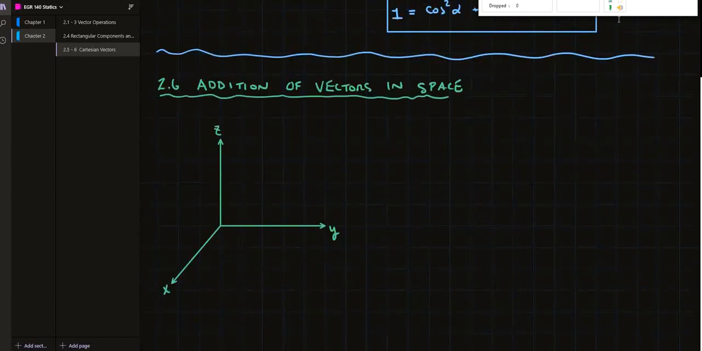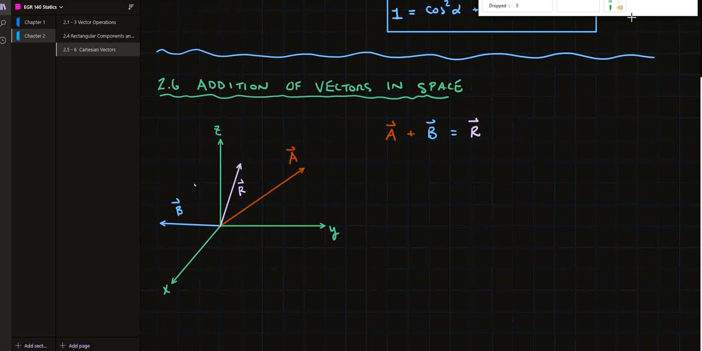Okay, next topic we're going to talk about is the addition of vectors in space. So say you have two vectors, one heading off maybe in this direction, which we'll call A, and then another heading off in this direction, B. And we want to add those in 3-space together. It's really quite easy. So A plus B equals our resultant, as usual. So A plus B equals R.